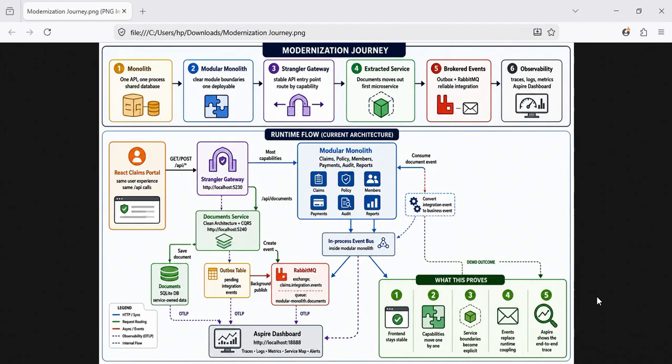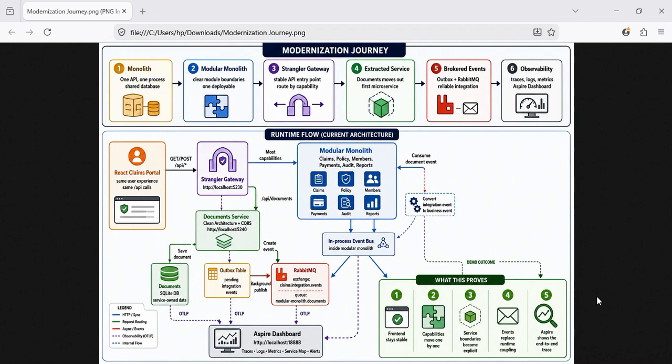In this particular course, you will see a complete guide towards modernizing your legacy application step by step. Rather than jumping directly from monolith to multiple microservices, we will follow a structured modernization journey which reduces risk, protects your existing business functionalities, and allows capabilities to be extracted gradually.